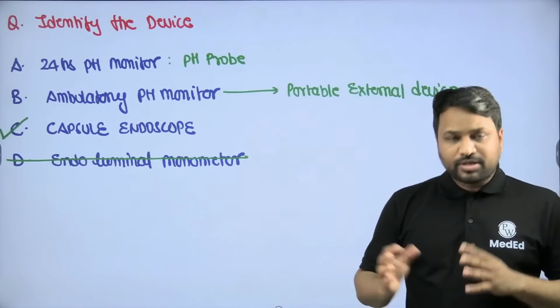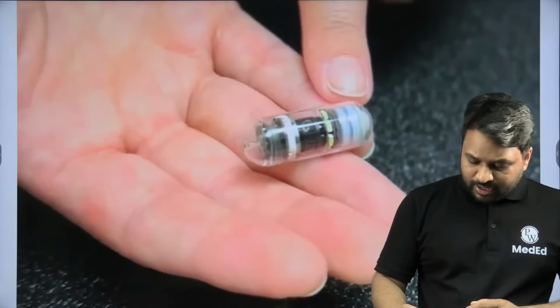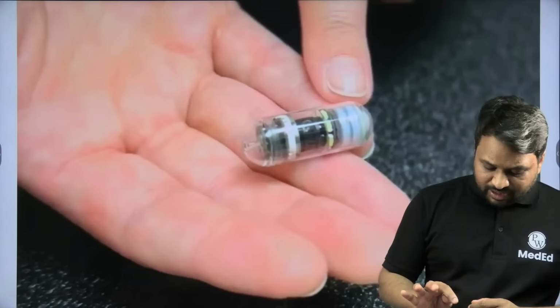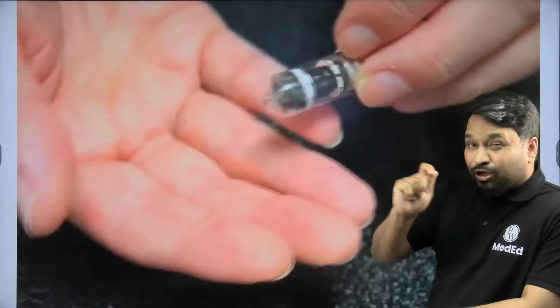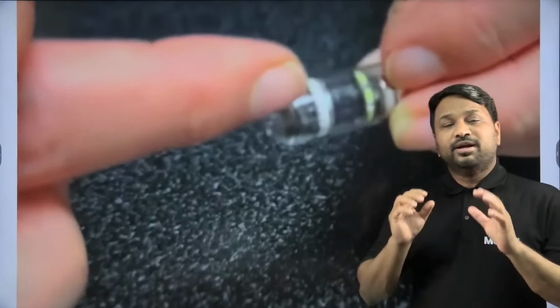The last question that we asked you is to identify the device that is shown to you. This is the device that we've shown. We can see very clearly that it's a small device which has two radio-opaque lines, and it also illuminates. And this is going to be the transmitter, and this is your capsule endoscopy, right?